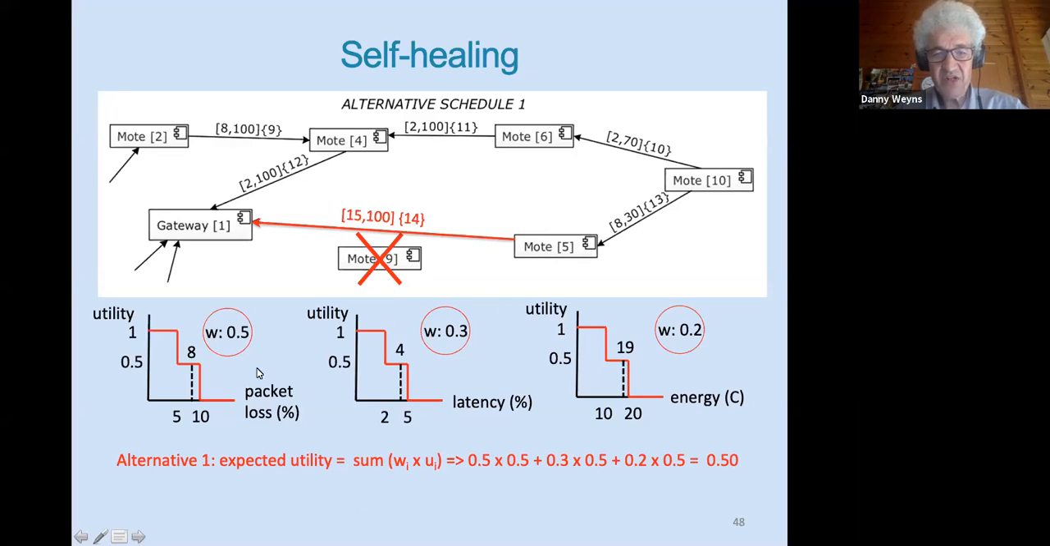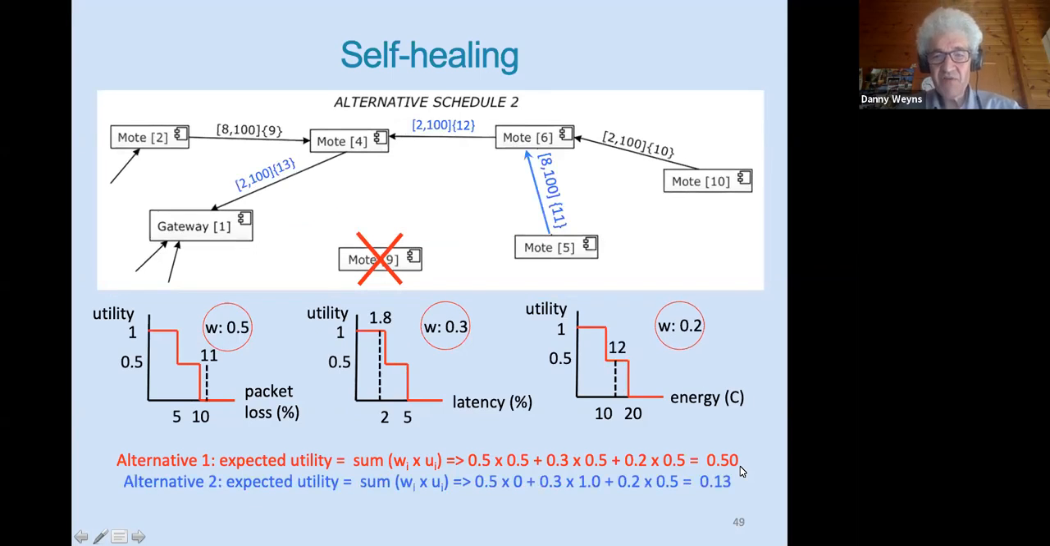Now, if we look at this particular setting, we might predict that the packet loss here will be 8, the latency will be 4% of the cycle time, and energy consumption 19. If we compute then the expected utility, it will give us a number of 0.5. An alternative configuration could be this, where we send the data from mode 5 to mode 6.